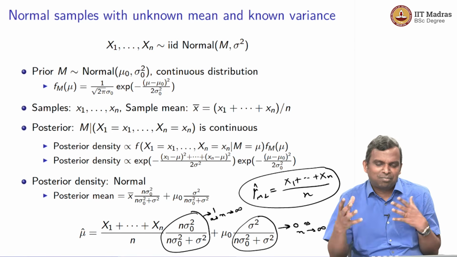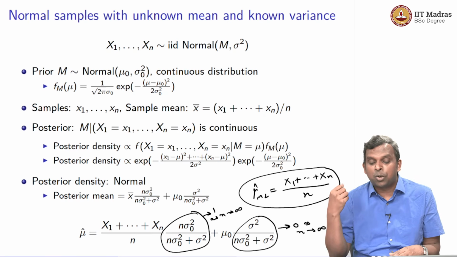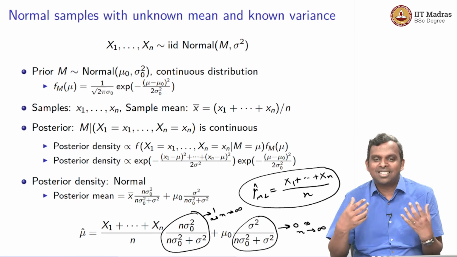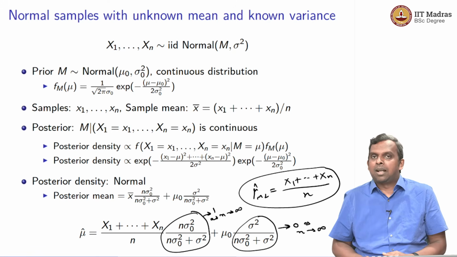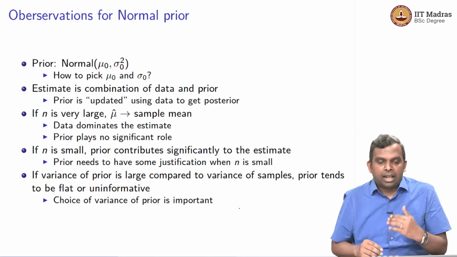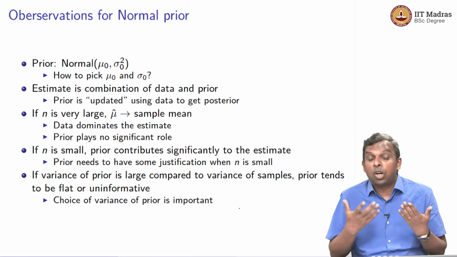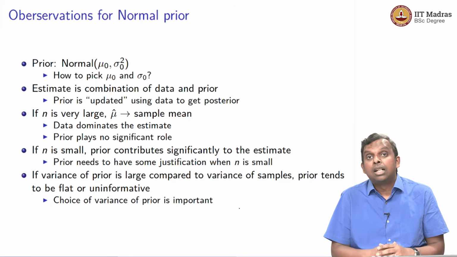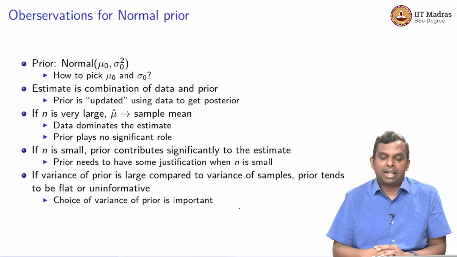Okay. So at least it's sort of meaningful, but you have this additional sigma naught square and mu naught floating around. What do you do with all these things? Where do they come from? How do you pick them? Maybe we'll see this in an example later on. So again, the prior was this normal mu naught, sigma naught square. How do you pick mu naught? How do you pick sigma naught? I'm not going to explain it here. I'll do it in a problem when I pick it up.